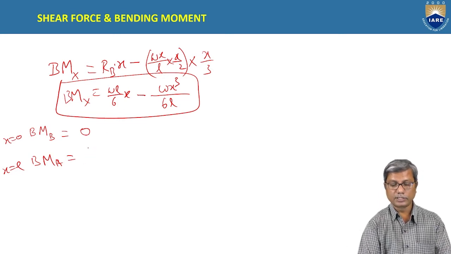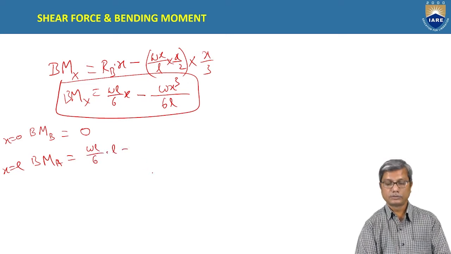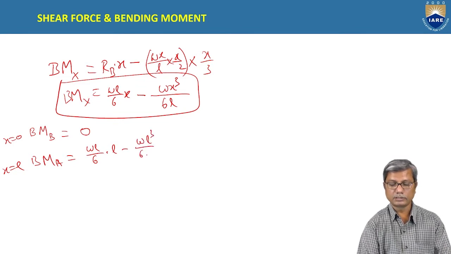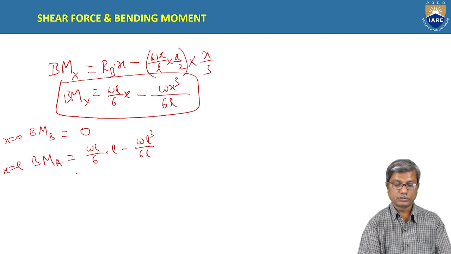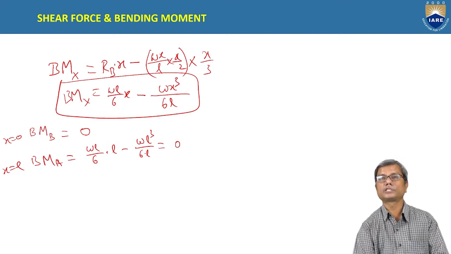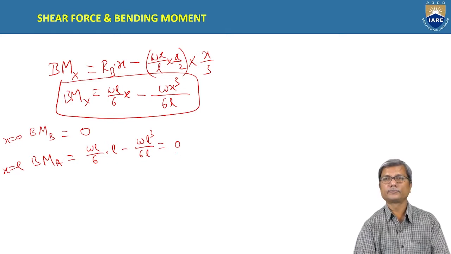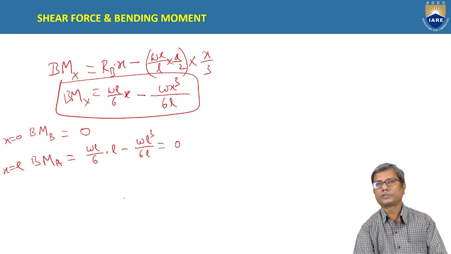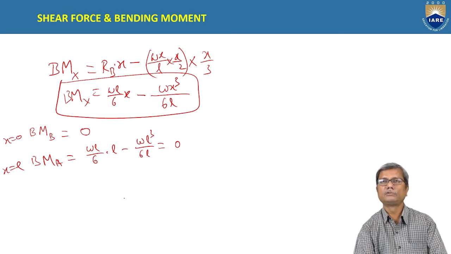And what is that bending moment? You replace x by L here. So WL by 6 into L minus WL cube by 6L. So this becomes 0 again, because it is WL square by 6 minus WL square by 6. This is 0. Okay, so we can conclude here, for a simply supported beam, the bending moment will be 0 at the supports.